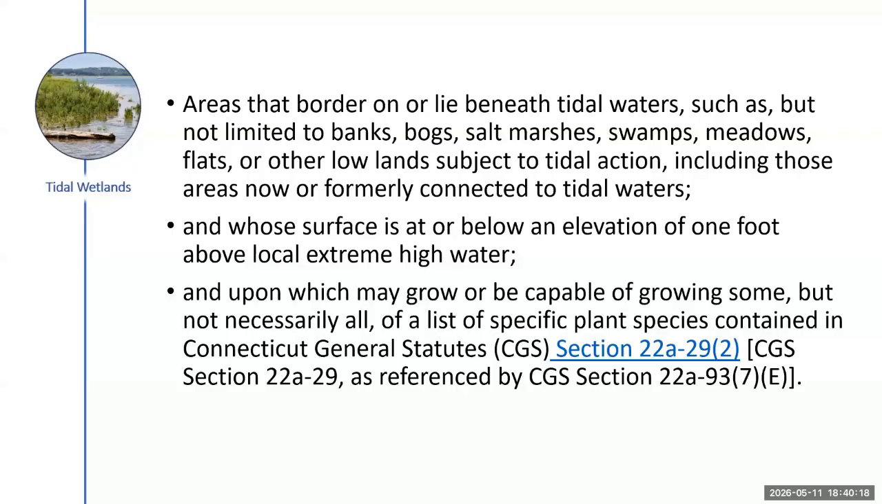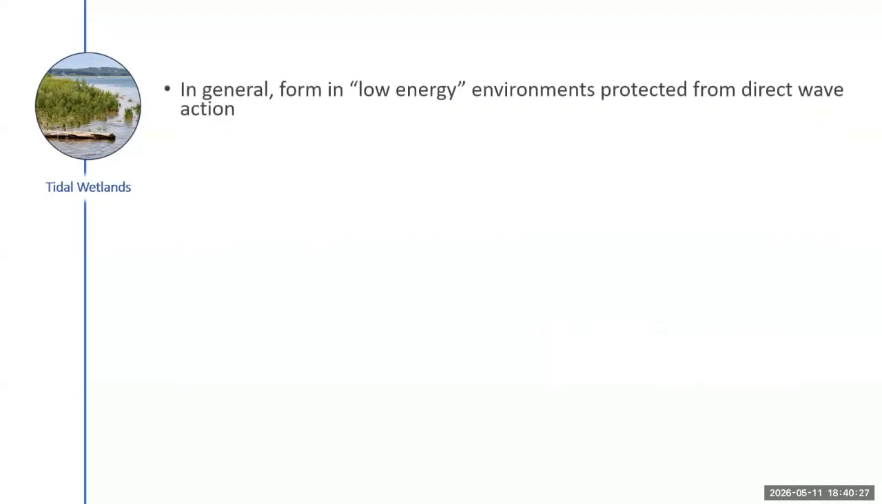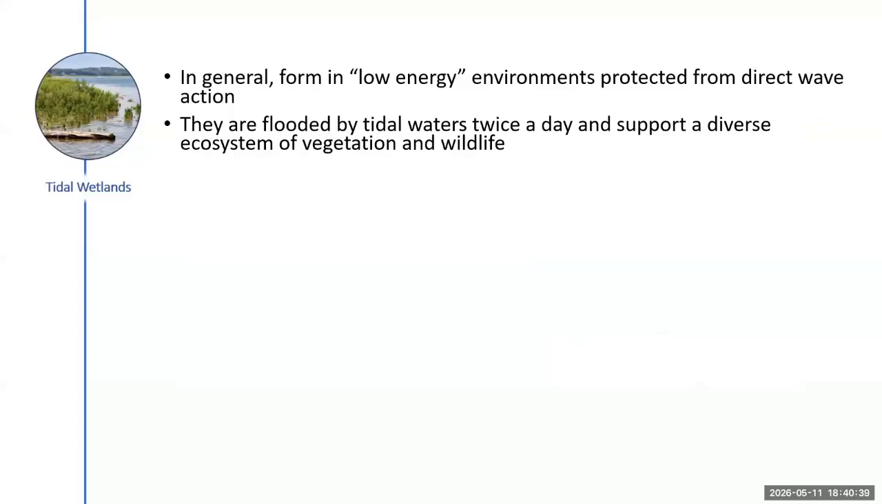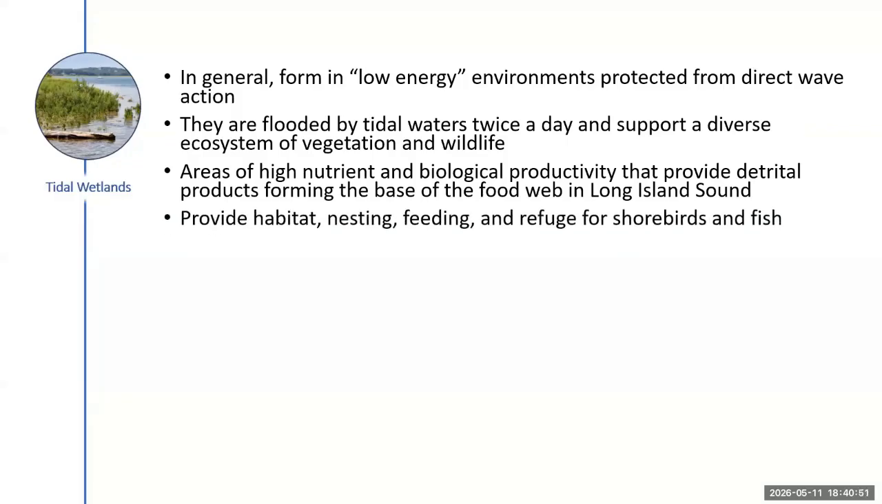Inland wetlands, on the other hand, are defined by soil type. So tidal wetlands are defined by those three things. That all three things have to occur: elevation, vegetation, and the connection to the tidal flow. And so many of these are in low energy environments, protected from direct wave action. And they are flooded by the tides twice a day, major habitats. And high nutrient and biological productivity, provide detritus that are at the base of food chains in the Long Island Sound. And they provide habitat, nesting and refuge areas for shorebirds and fish.